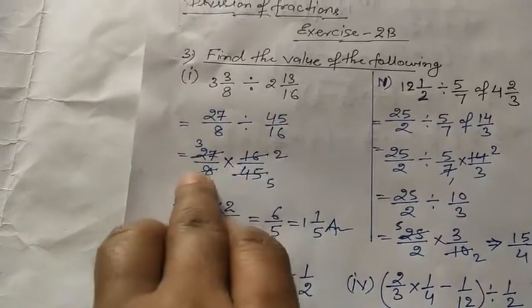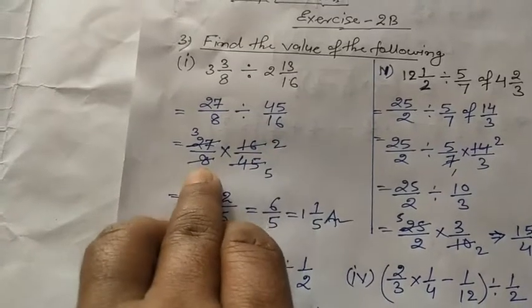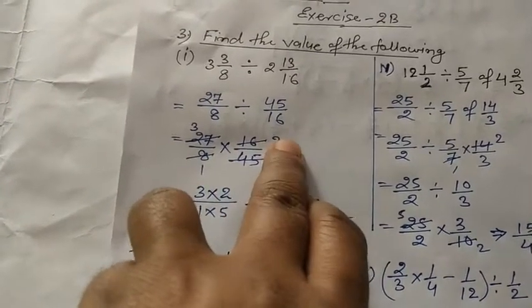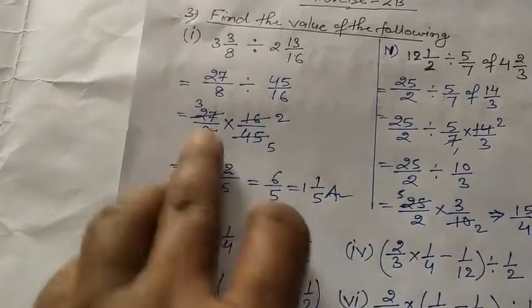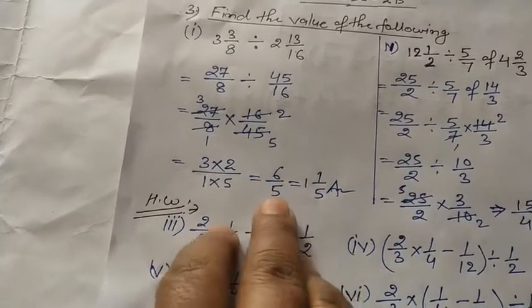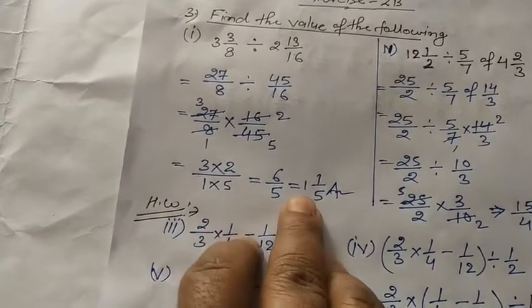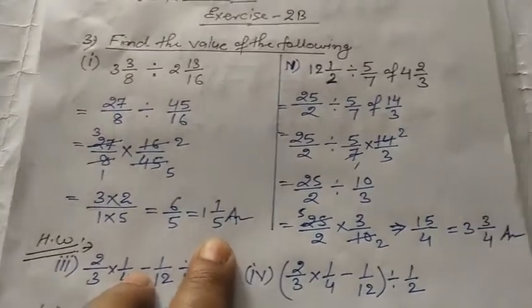Now after conversion, we are going to solve. 8 1s are 8 and 8 2s are 16, 9 3s are 27 and 9 5s are 45. So it gives 3 into 2 and 1 into 5, it gives 6 upon 5, and when we simplify this it gives 1 whole 1 by 5. This is our required answer.